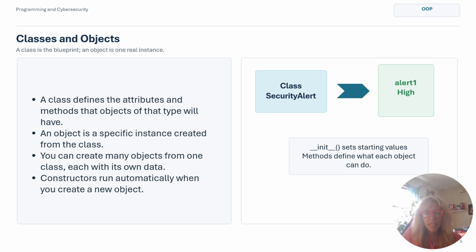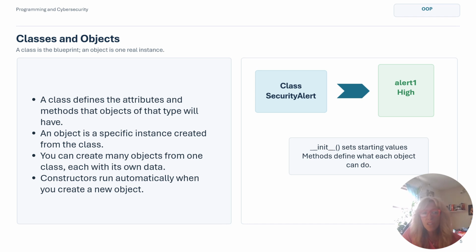One important idea here is that a single class can be used to create many different objects. They all follow the same structure, but each one can hold different data. So for example, you could have one alert object with severity high, and then another with severity low, and then another one with a different source IP or different message.